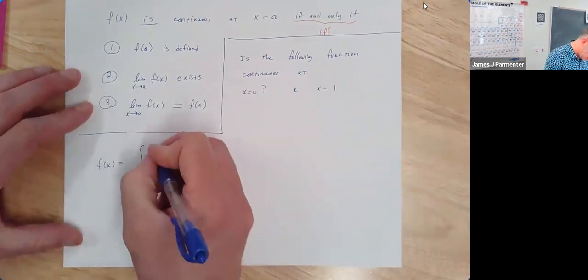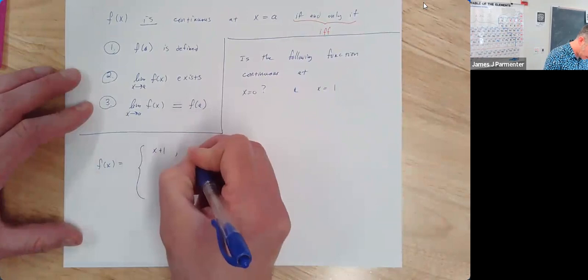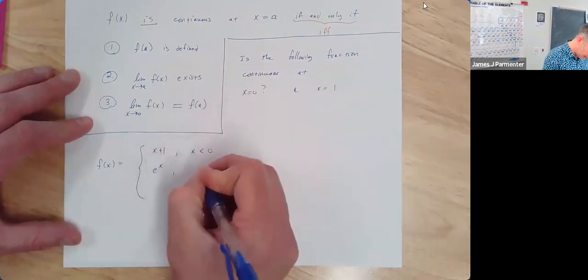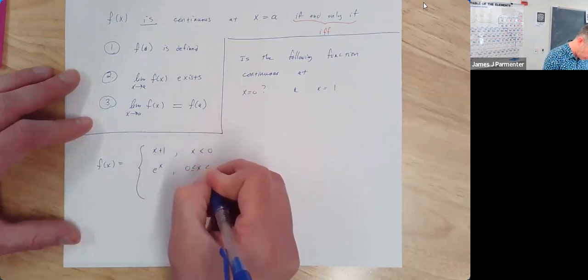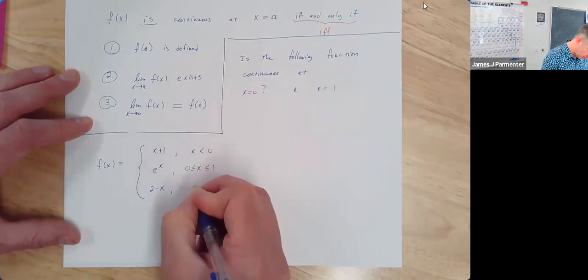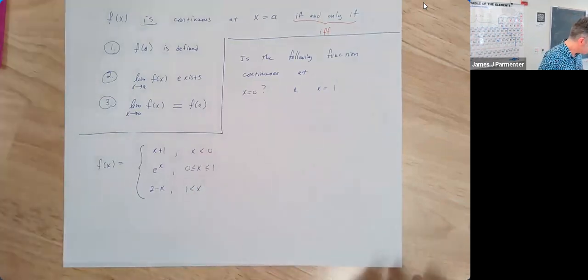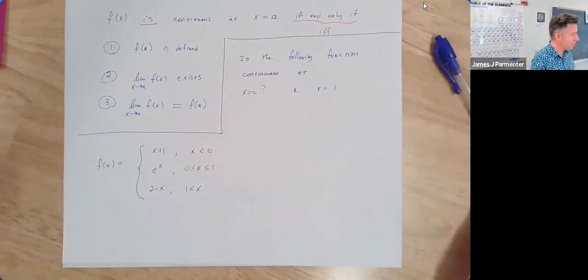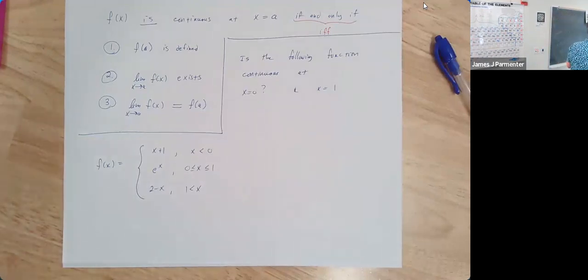So I've got x plus 1 when x is less than 0, e to the x when x is between 0 and 1, and 2 minus x when x is greater than 1. So I'm just going to look at each value of x. Usually when we're trying to determine continuity of a piecewise function, we're really only concerned with the places where we change from one piece to the next.